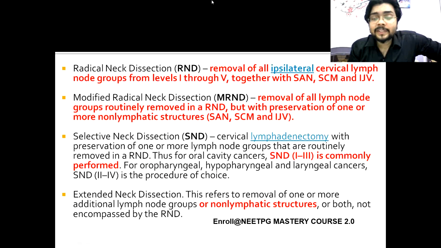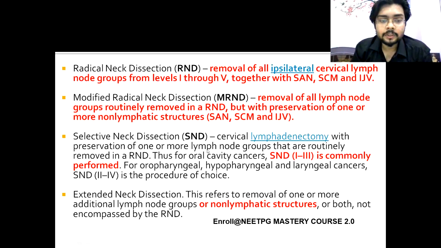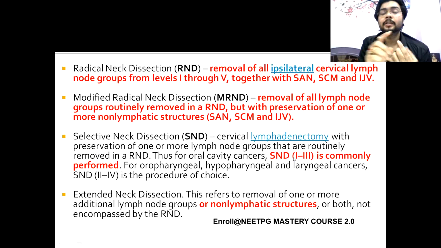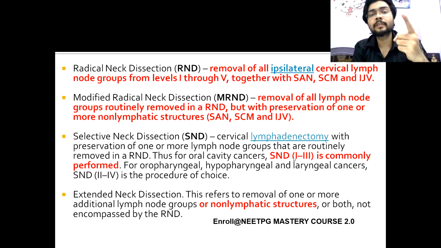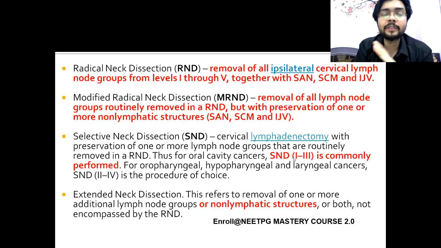And there are some selective neck dissections where we remove only a selective group of lymph nodes. So if you see in oral cavity cancer, we commonly do supraomohyoid neck dissection. That means the supraomohyoid neck dissection consists of removal of level 1, 2 and 3. So this was one of the NB questions.